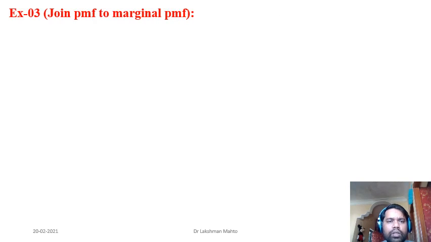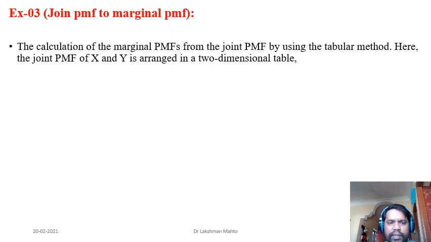So I had already expressed how we can get a marginal probability mass function from the joint probability mass function. Here I will take one example. For the calculation of the probability mass function here, there would be a table. In the table, the values of the joint probability mass function would be given. Then from there, how can we calculate the marginal probability mass function? This is the calculation of the marginal probability mass function from the joint probability mass function using a tabular method.